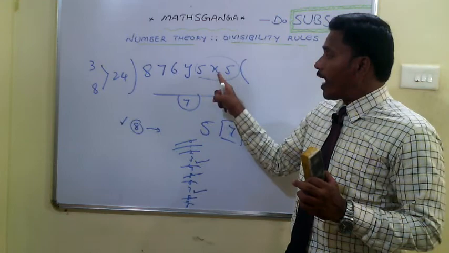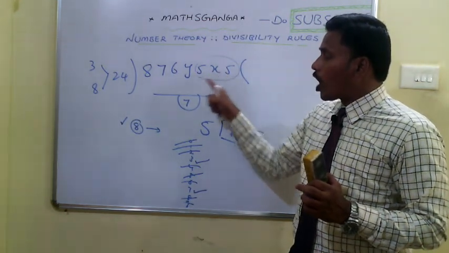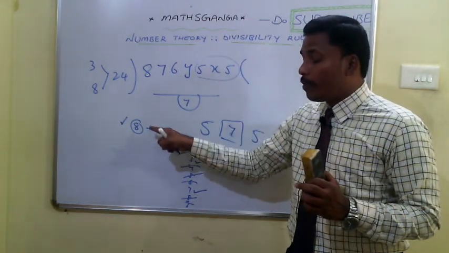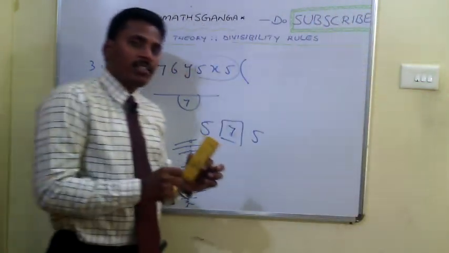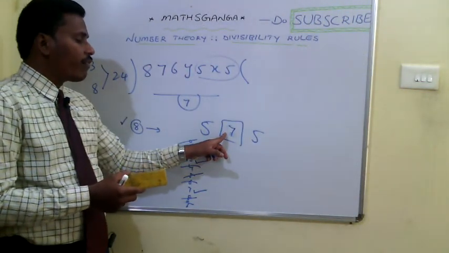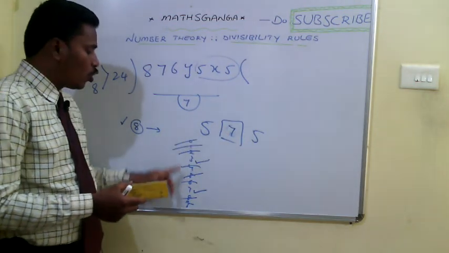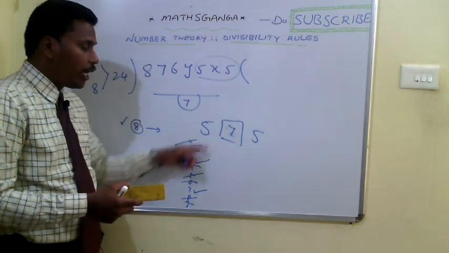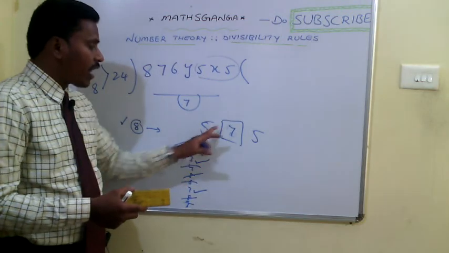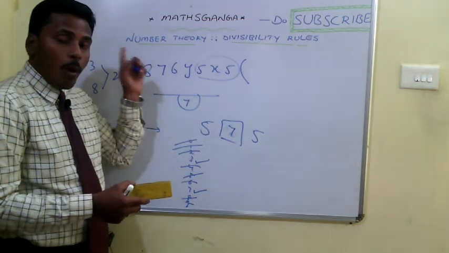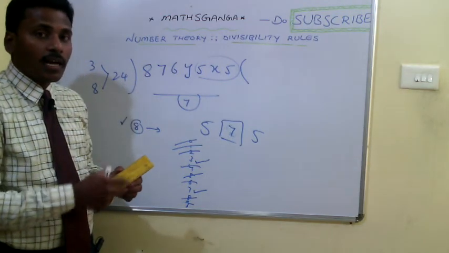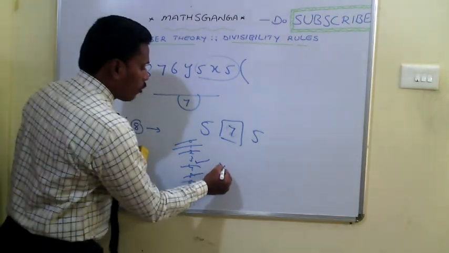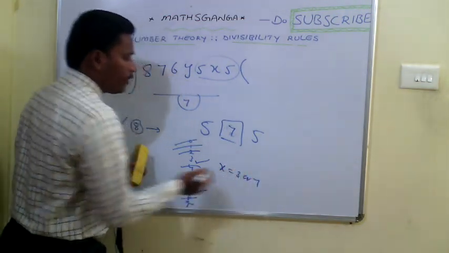Okay, so we need to fix the value of x such that the last 3 digits, when divided by 8, leave a remainder 7. To get remainder 7, I am replacing different digits in the place of x from 0 to 9. If you replace it with either 3 or 7, when divided by 8, it leaves remainder 7. So the possibilities for x are 3 or 7.